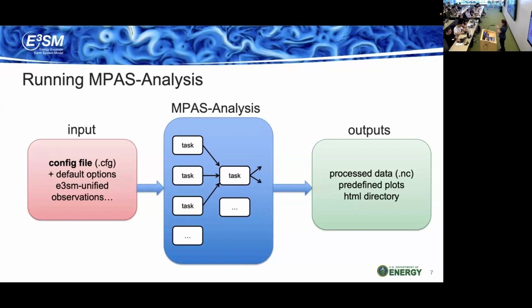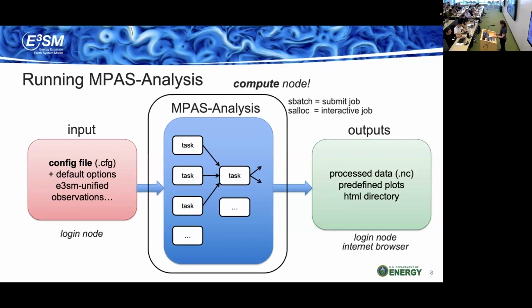MPAS-Analysis does a lot of things under the hood as parallel tasks to average and generate your climatology files and generate some plots. The outputs that you can look at include the post-processed data, the .nc netCDF files, and plots that you can find locally, or just the pictures displayed in an HTML path. The main point I want to make is that you can edit the input in the login node. You can look at the output in a login node or an internet browser.